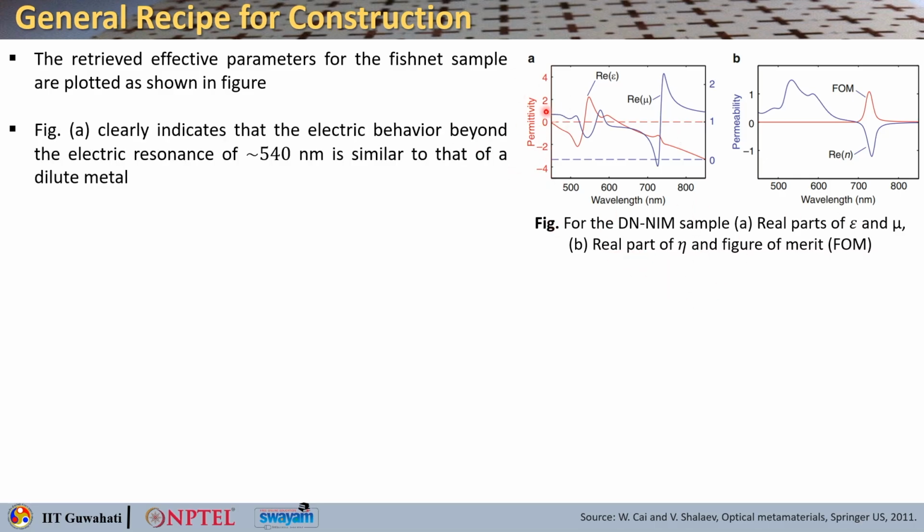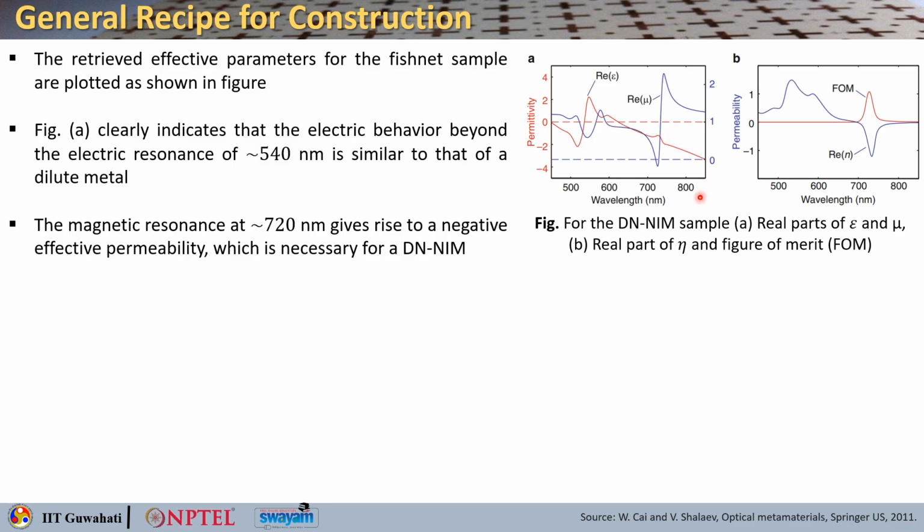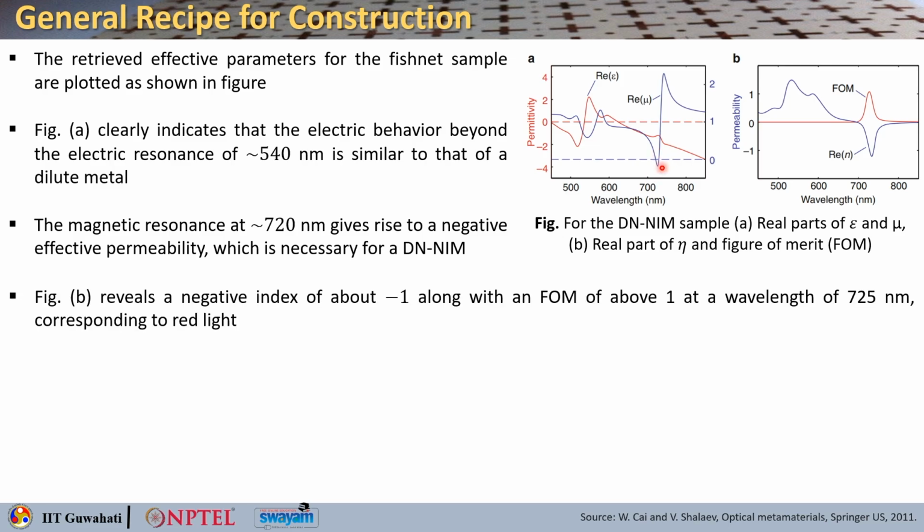Figure A clearly indicates that the electric behavior, which is the real part of the permittivity beyond an electric resonance that comes around 540 nanometer, is similar to that of a dilute metal. You can see it is just going negative throughout. The magnetic resonance happens around 720 nanometer, and this blue one is the magnetic one. It is giving rise to a negative effective permeability, which is needed for double negative NIMs, right.